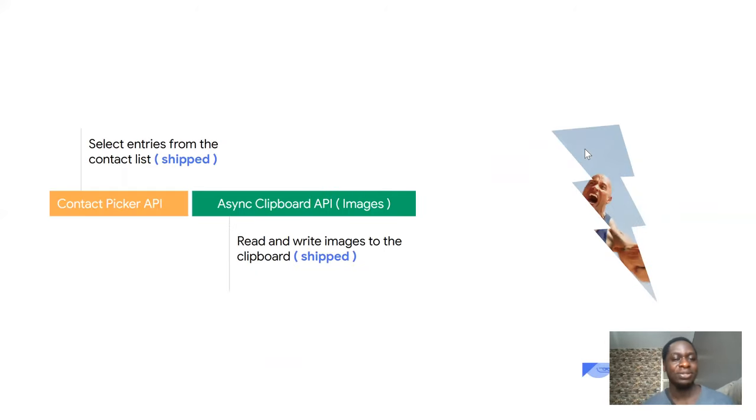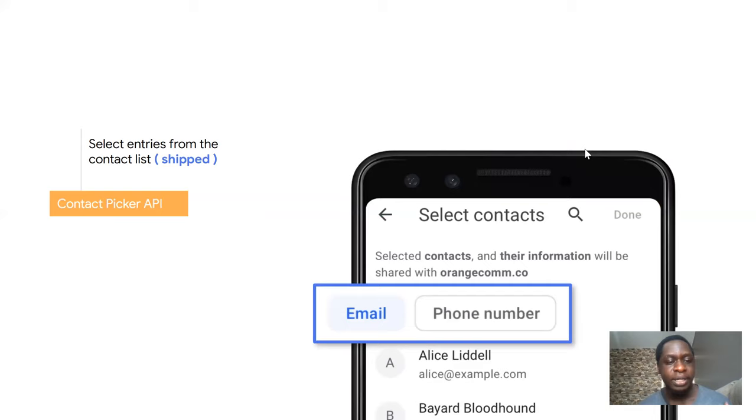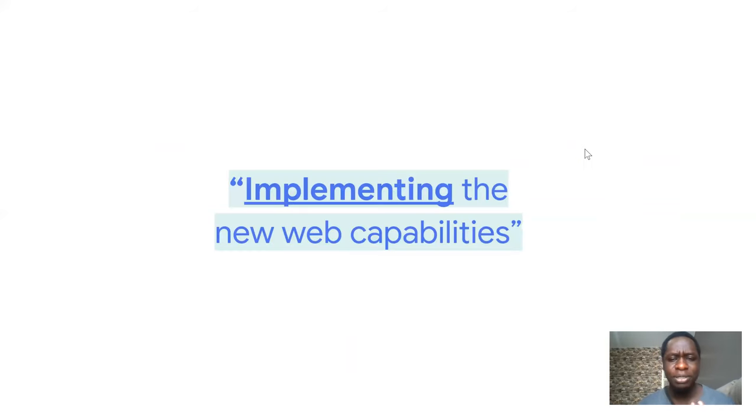And the Contact Picker, so being able to allow people to select or pick contacts in any given website. In this case, we're giving more benefit of that to PWAs, of course. Then being able to copy images to and from the clipboard. And it's pretty amazing.